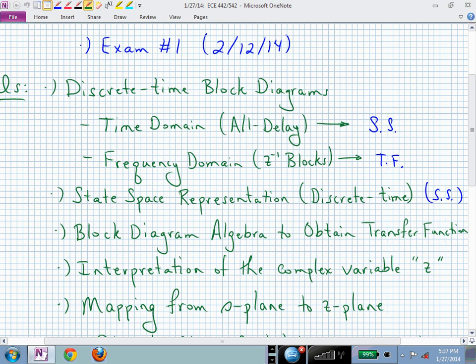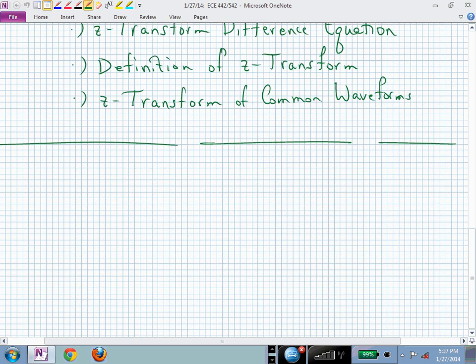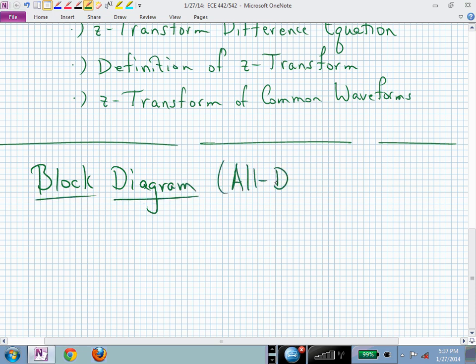roadmap for today's lecture. First thing that we'll do is we'll start with a block diagram based on what we had before with this linear difference equation. Let's then look at a block diagram, and I will call these, if they're in the time domain, an all delay block diagram.